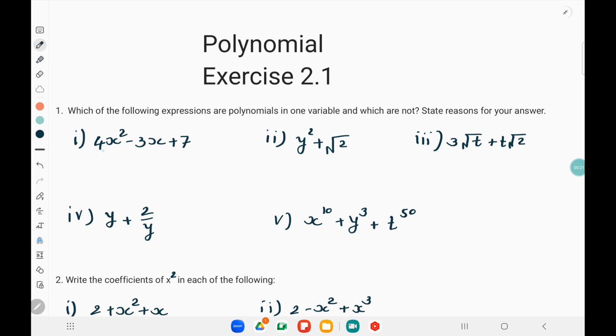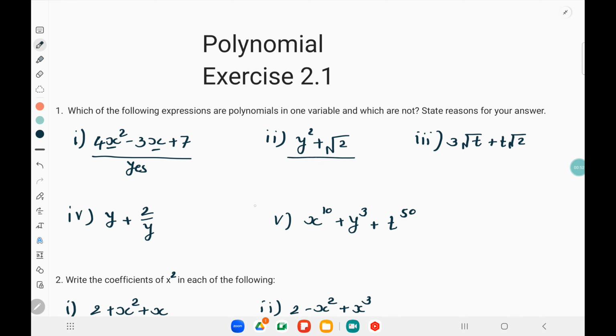So let's get started. First question: which of the following expressions are polynomials in one variable and which are not? State the reason for your answer. Let's get started here. First of all, is this expression a polynomial in one variable or not? Yes, it has only the x variable. Though it is used in two different terms, in both terms it is x only, not any other variable. So yes, it is one variable.